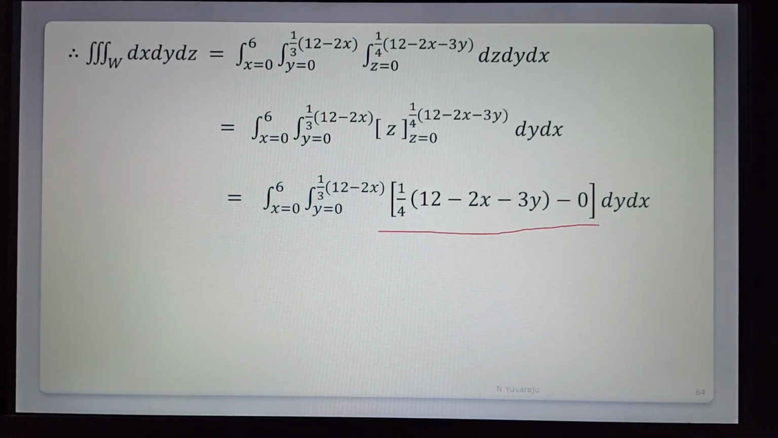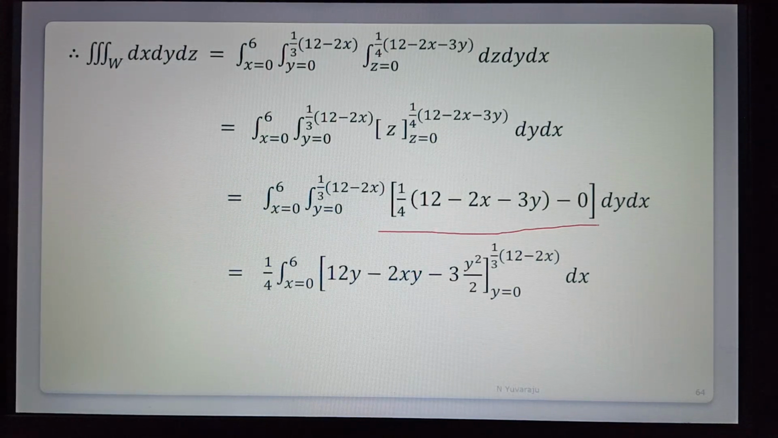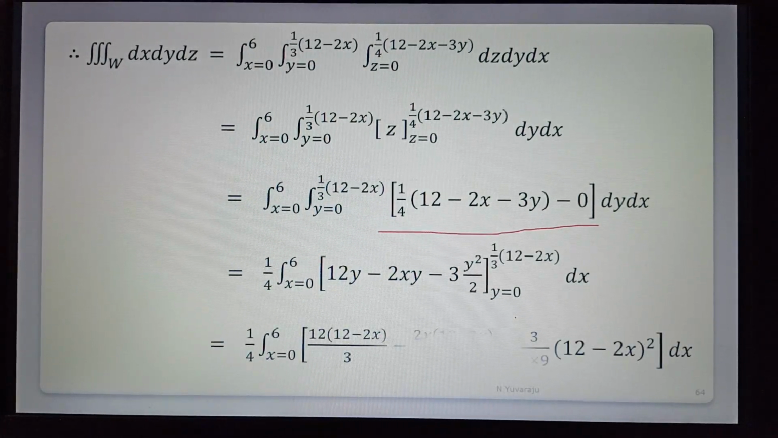Now with respect to y. 1 by 4 is common, so 1 by 4 into integration x from 0 to 6, with respect to y: 12y minus 2xy minus 3 into y square by 2, y limit 0 to 1 by 3 into 12 minus 2x, substituting upper limit and lower limit. So 1 by 4 into integration x from 0 to 6, 12 into 12 minus 2x by 3 minus 2x into 12 minus 2x by 3, that is equal to 3 by 2 into 9, 12 minus 2x whole square into dx.